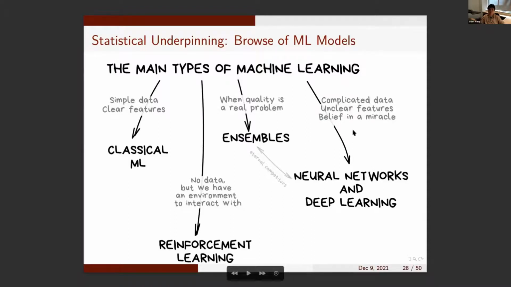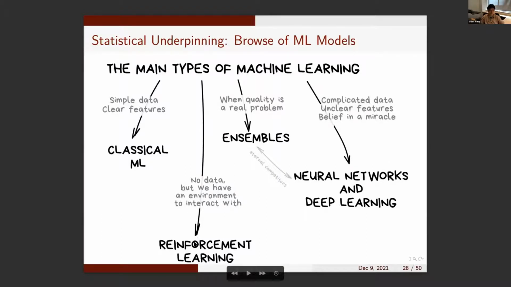And deep learning is usually for complicated data with unclear features. And here there is also a belief in a miracle. This just means that right now for deep learning, there are still lots of open theoretical questions. We actually do not fully understand why deep learning works so well, but we have the convincing observation that it works very, very well in many applications.